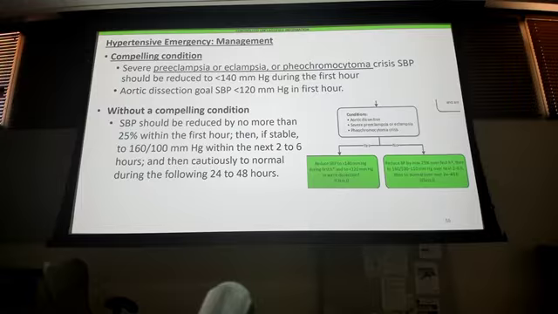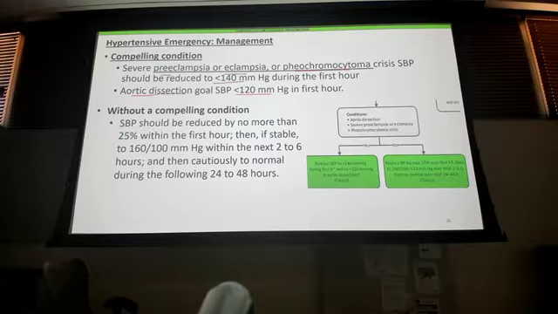And when we talk about hypertensive emergency, remember there are these compelling conditions that would make us have to be more aggressive in managing their blood pressure. So if their blood pressure elevation is because of preeclampsia or eclampsia or pheochromocytoma, then we need to get their blood pressure less than 140 in the first hour. If it's due to an aortic dissection, we have to be even more aggressive, and we have to get them less than 120 in that first hour. Okay, so you're doing a pretty significant, profound drop in their blood pressure in 1 hour.